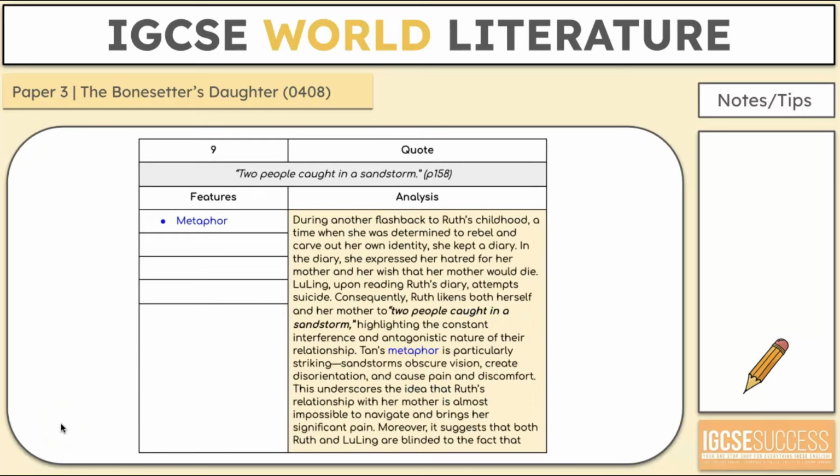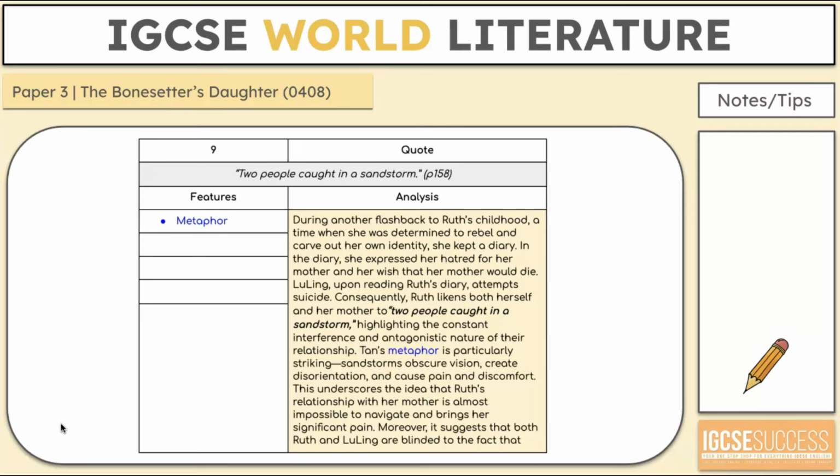Almost there, guys. So number 9, another easy metaphor to remember. So 2 people caught in a sandstorm. So during another flashback to Ruth's childhood, a time when she was determined to rebel and carve out her own identity, she kept a diary. In the diary, she expressed her hatred for her mother and her wish that her mother would die. Textual reference. LuLing, upon reading Ruth's diary, attempts suicide.